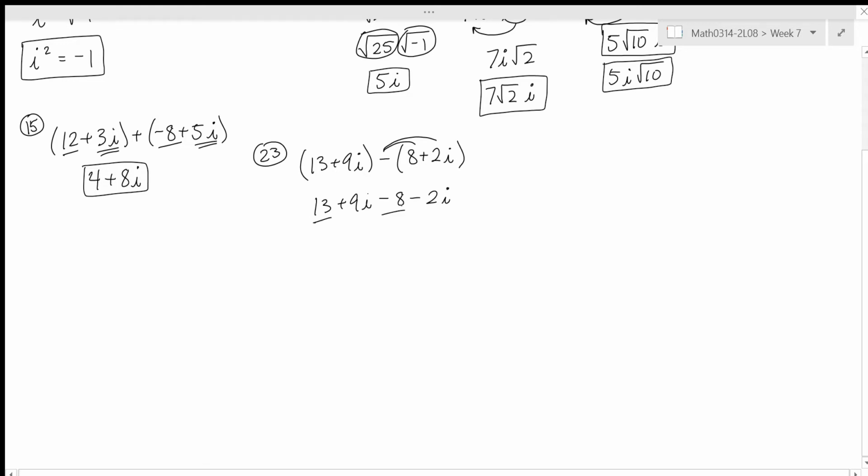So we're going to have 13 minus 8, which is 5. And we're going to have 9i minus 2i. And we're done. Questions? Anybody have a question for me? Did the calculator do that one as well? Oh, yeah. But again, not that big of a deal, right, with subtraction? You just change the signs and combine like terms? Yeah.